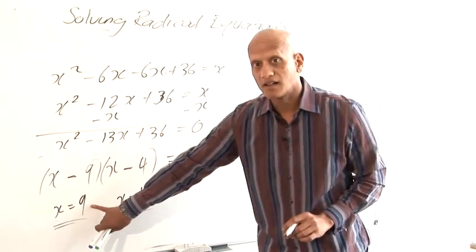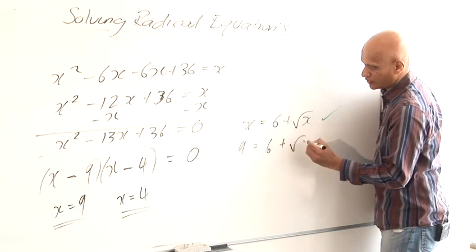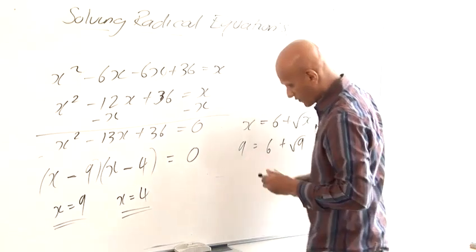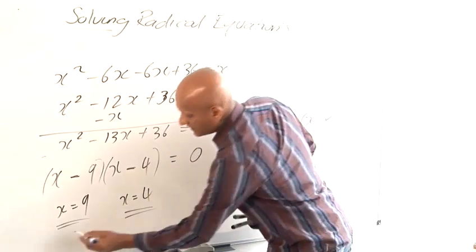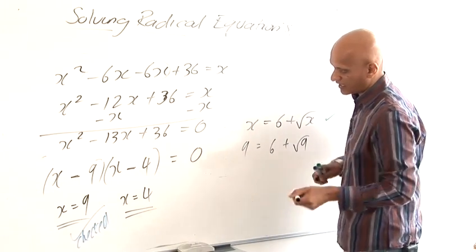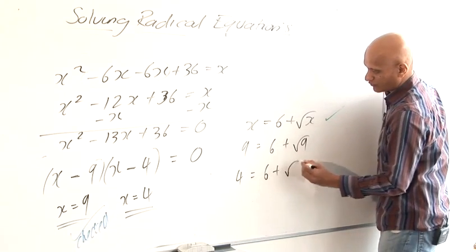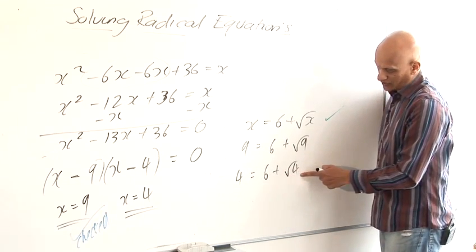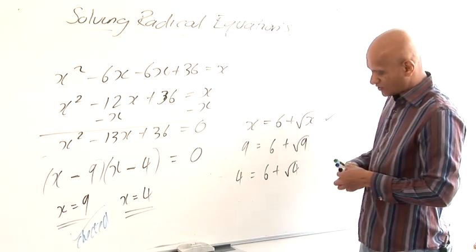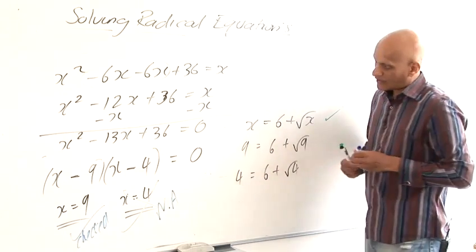So I'm going to start with this, x is 9, put it back into the equation. 9 equals 6 plus root 9. Well, root 9 is 3, 6 plus 3 does equal 9, so this one I have checked. And let's now try checking the other answer that I got, x is 4. So if x is 4, 4 equals 6 plus root 4. Well, root 4 is 2, 6 plus 2 is 8, that's not 4. So this answer is not a valid answer. So we're only left with one answer.